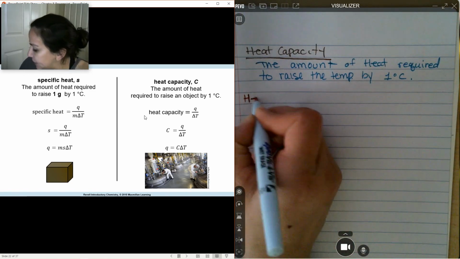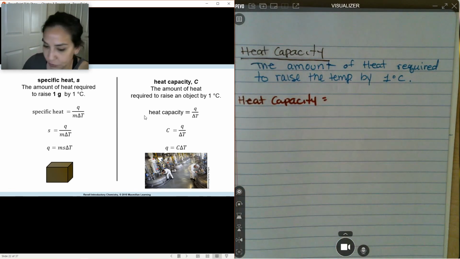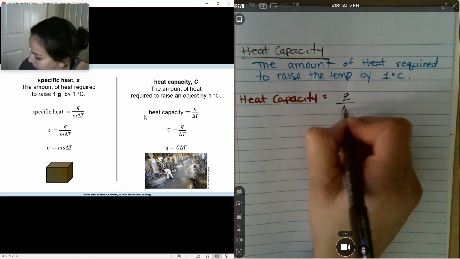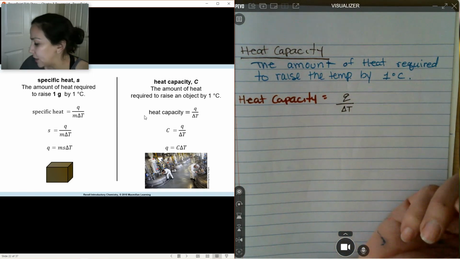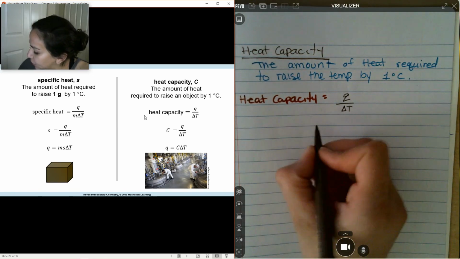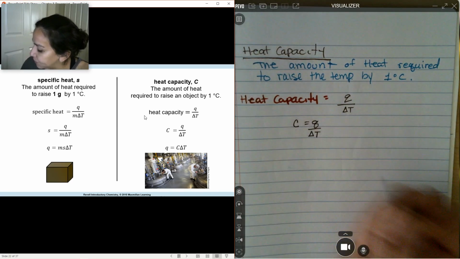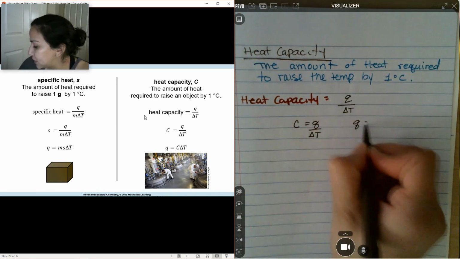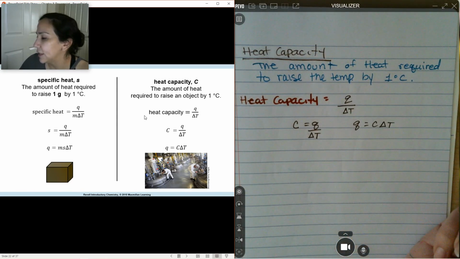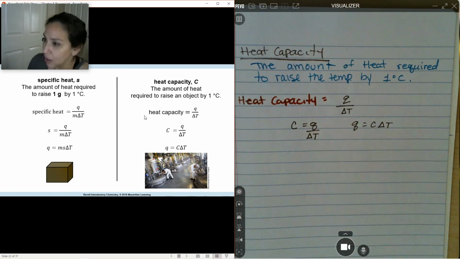So therefore, heat capacity is going to equal Q over delta T. And the other way that we're going to see this, you're going to see heat capacity is denoted with a C. So you're going to see C is equal to Q divided by delta T, and Q is equal to C delta T. Okay. Heat is equal to C delta T. That's one way of seeing it. All right.